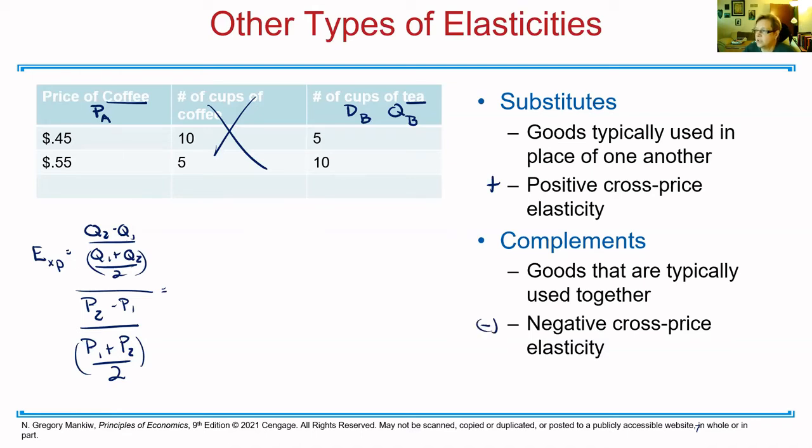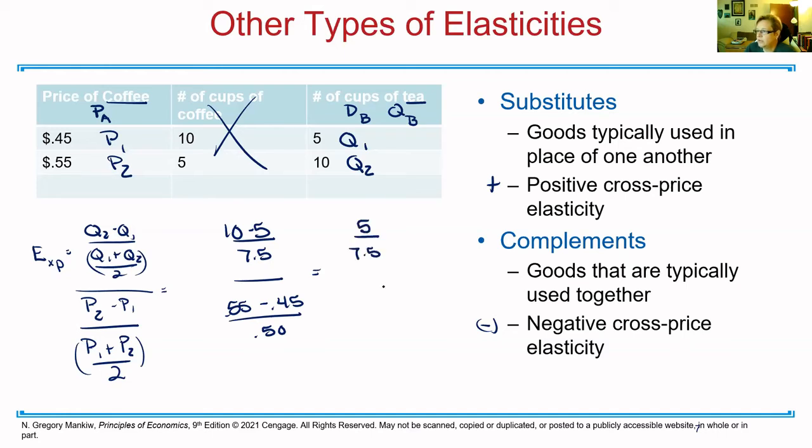Okay, so let's start with our quantities. Here we have Q1, and here we have Q2. Here we have P1, and we have P2. So I'm going to say 10 minus 5 over, halfway in between, 7.5, over 55 cents minus 45 cents over 50 cents, halfway in between. And I can see already that this is going to be positive, right? So I have 5 over 7.5 over 10 cents over 0.50.